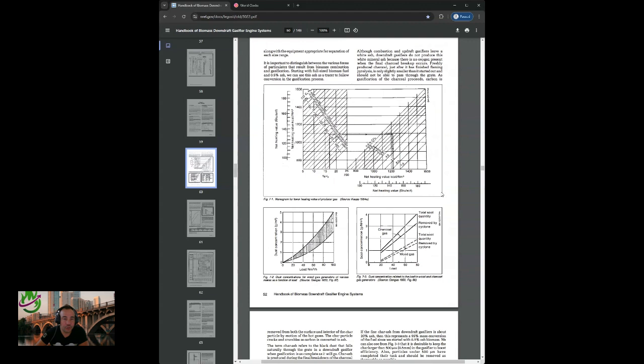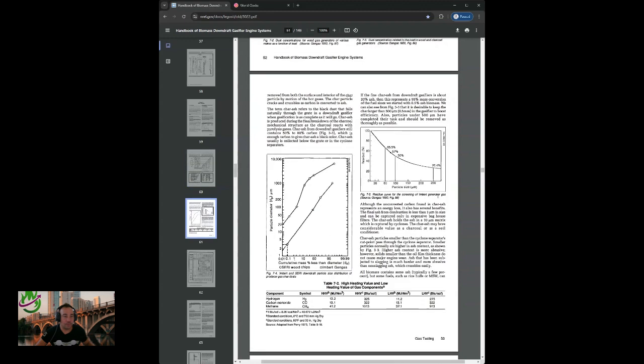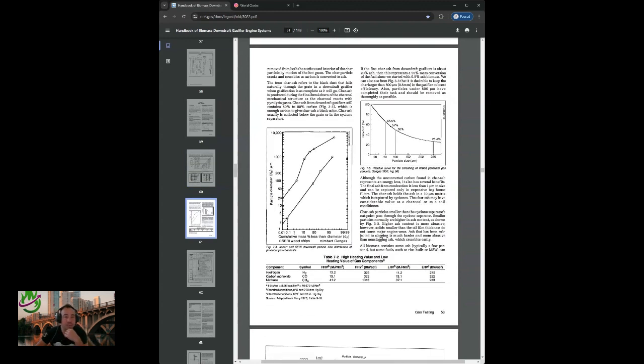Freshly produced charcoal just after it has finished flaming pyrolysis is only slightly smaller than it started out and should not be able to pass through the grate. As gasification of the charcoal proceeds, carbon is removed both from the surface and the interior of the char particle by motion of hot gases. The char particle cracks and crumbles as carbon is converted to ash. The term char ash refers to the black dust that falls naturally through the grate in a downdraft gasifier when the gasification is as complete as it will go.